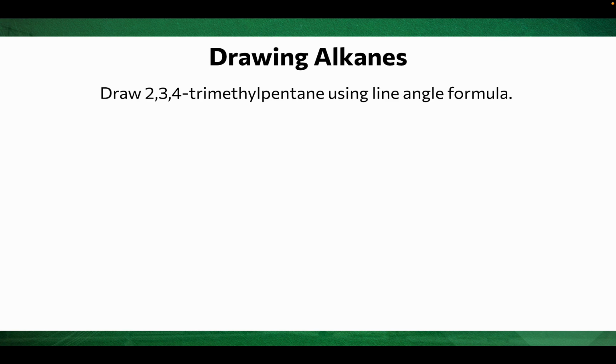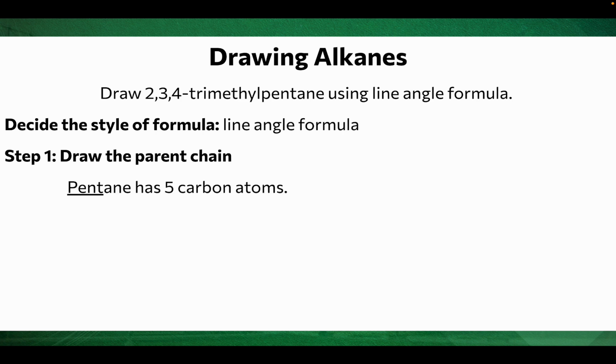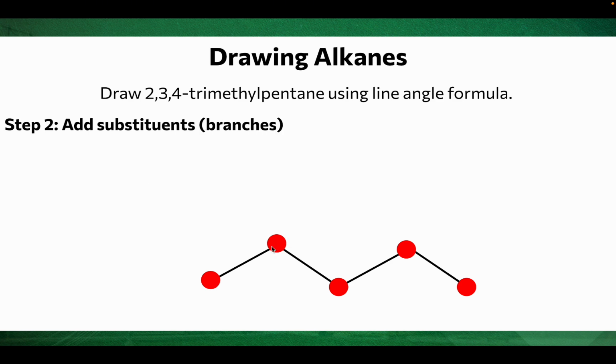Next, draw 2,3,4-trimethylpentane using line angle formula. So we use a line angle formula. Again, we use lines. The corners and the ends are carbon atoms. Draw the parent chain. You have pentane. So you need to draw 5. So that will be 1, 2, 3, 4, 5. Okay, again, the ends and the corners are carbon atoms.